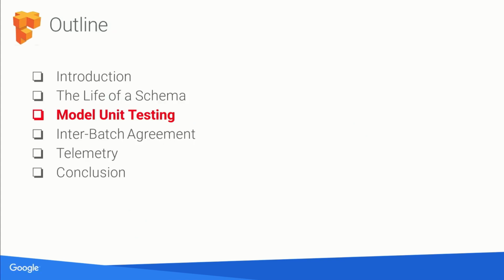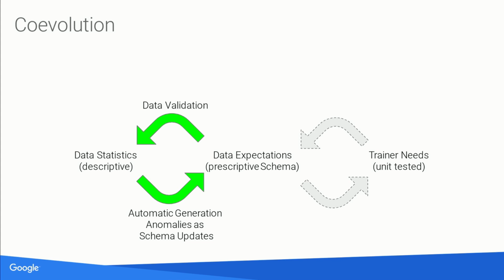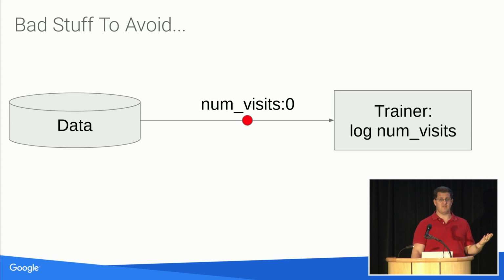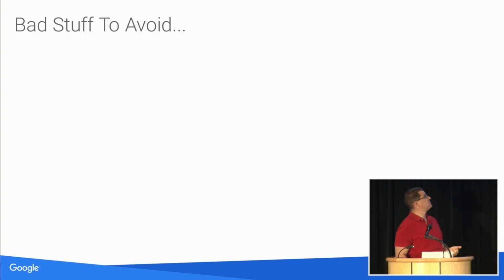So the next aspect is model unit testing. In particular, we're doing this coevolution, we're focusing on the data statistics and we're making sure that we're not firing too many anomalies. But then how do we know that we're firing enough, right? How do we know that, for instance, maybe the data won't actually work with the trainer. Maybe there's a num visits of 0 and the trainer has a log num visits, and that's going to cause us serious problems. Well, if that happens during development, it's not a big deal. We'll just fix it, right? We'll add 1 or whatever to the num visits.